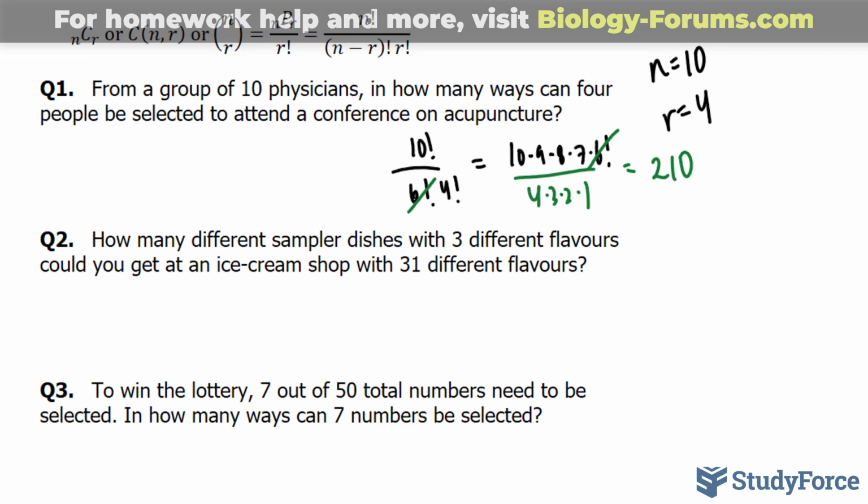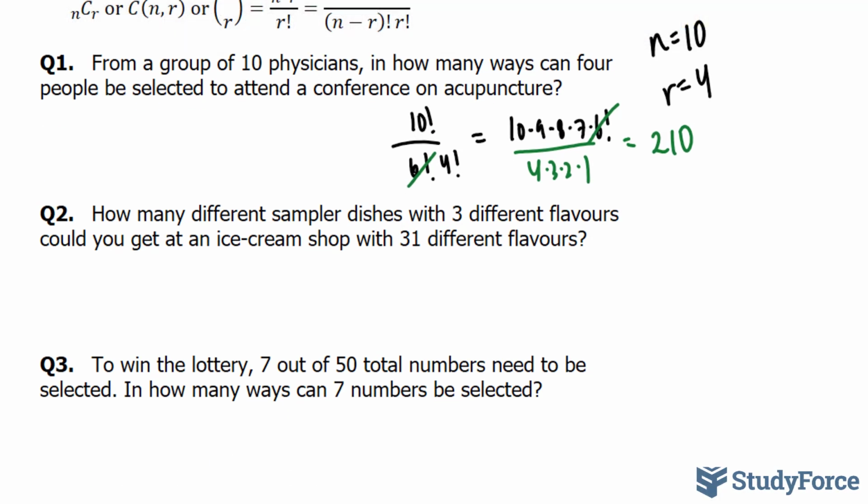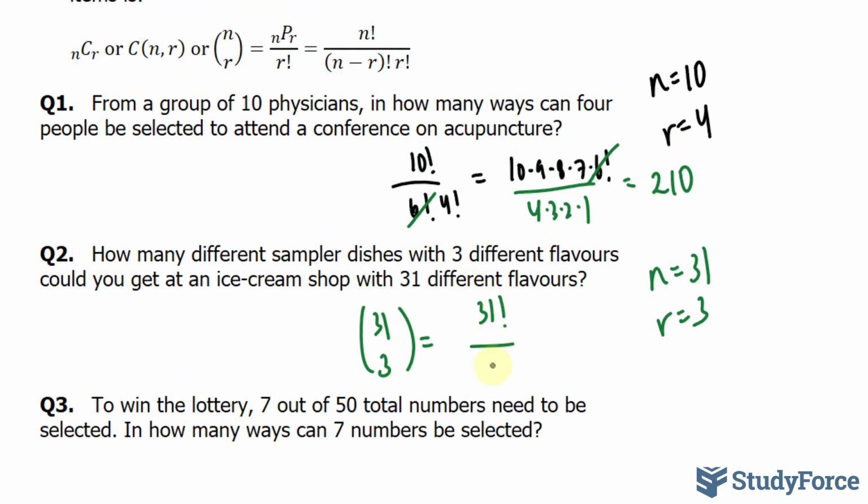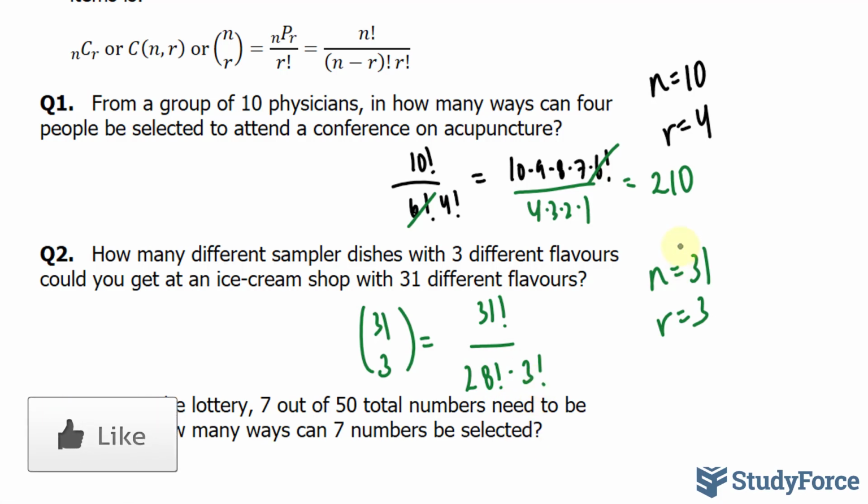Let's move on to question number 2. In how many different sampler dishes with 3 different flavors could you get at an ice cream shop with 31 flavors? Once again, we have an n value of 31, and we're selecting 3. We substitute this into our formula, where we have n choose r, or 31 and 3 is equal to 31 factorial over 28 factorial times 3 factorial.